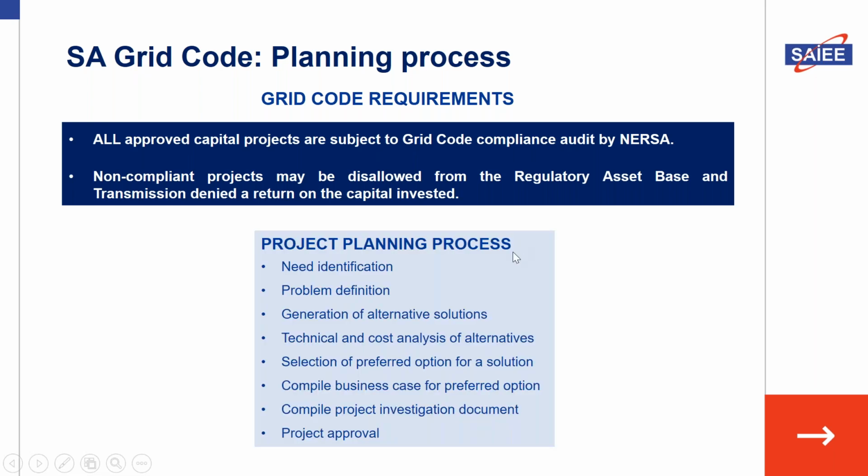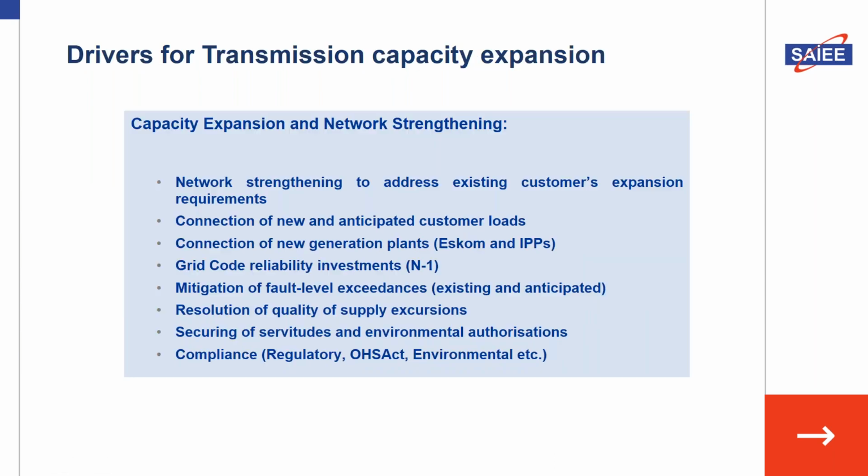In essence, from the grid code, it starts off with identifying the need, what's the reason for the future plans, defining the problems, generating alternative solutions, doing a techno-economic evaluation on the various alternatives, selecting the preferred option for the solution, as well as compiling the business case, and then getting the projects justified and approved.